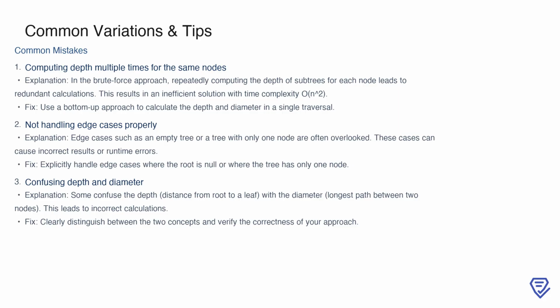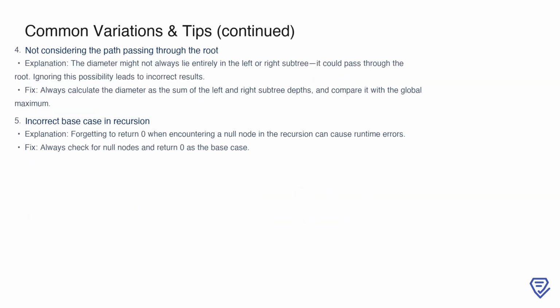Depth refers to the distance from the root to a leaf, whereas the diameter is the longest path between any two nodes in the tree. Mixing these concepts can lead to incorrect calculations, so it's crucial to clearly distinguish between them and validate your approach accordingly. Now, another common pitfall is not considering the path that passes through the root.